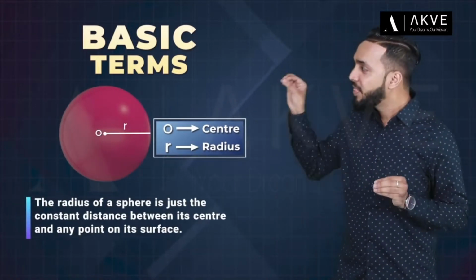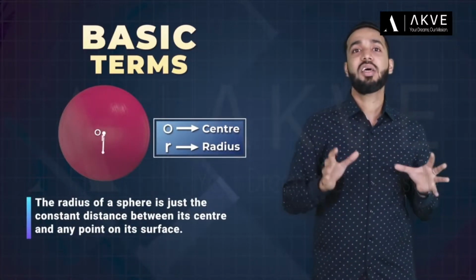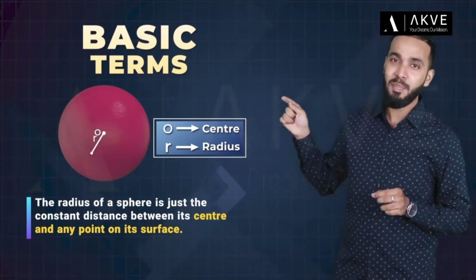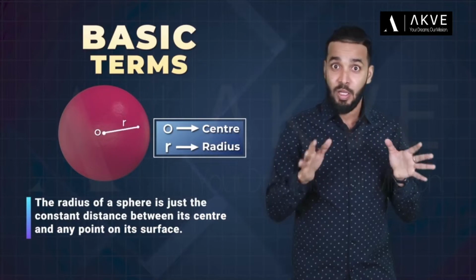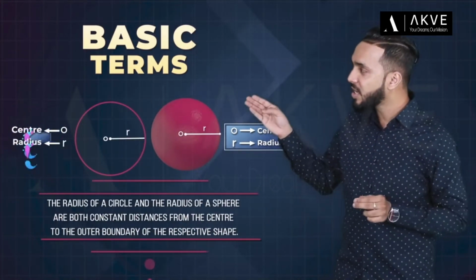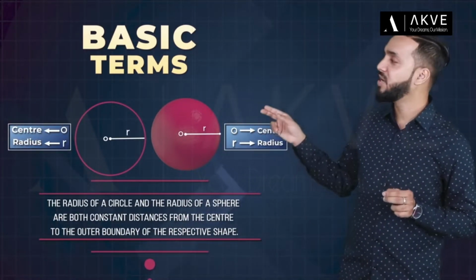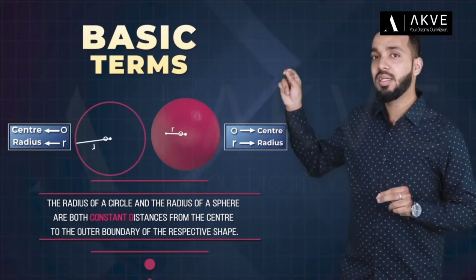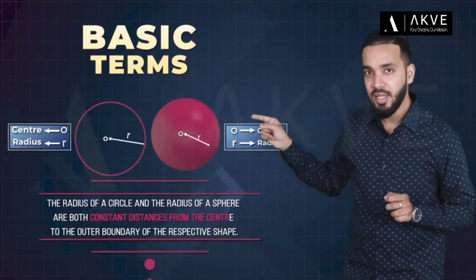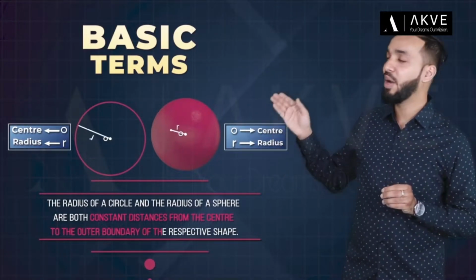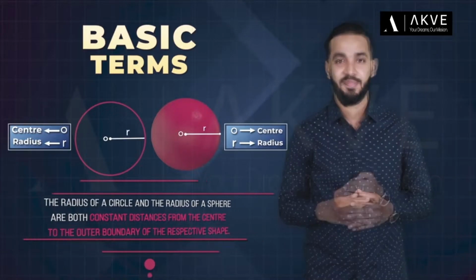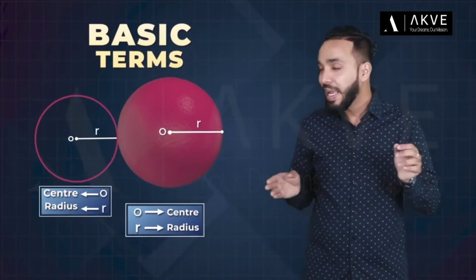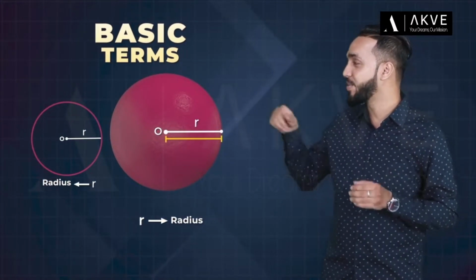So basically, the radius of a sphere is just the constant distance between its center and any point on its surface. Loosely speaking, the radius of a circle and the radius of a sphere are related in that they are both constant distances from the center to the outer boundary of the respective shape. So, the only length that we need to care about in case of a sphere is its radius.